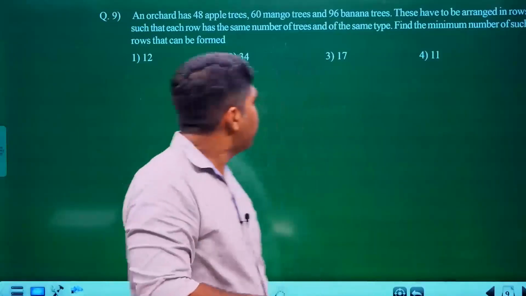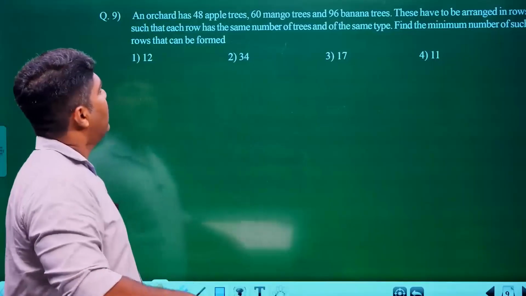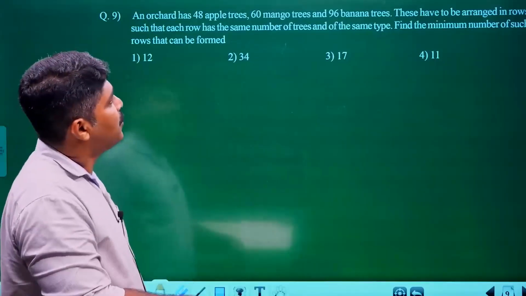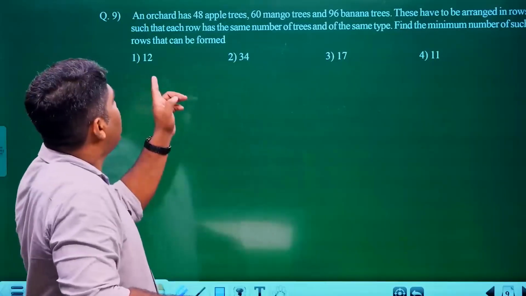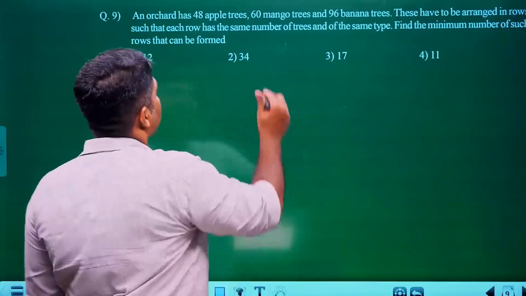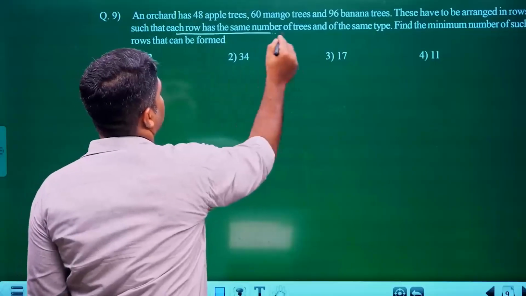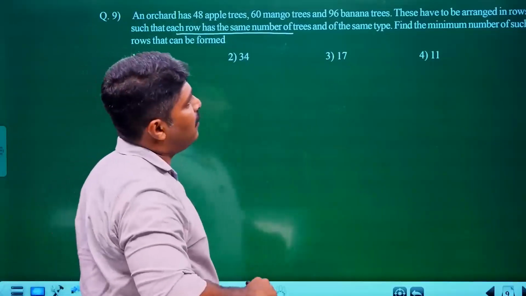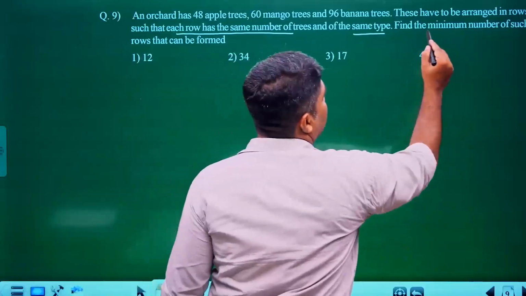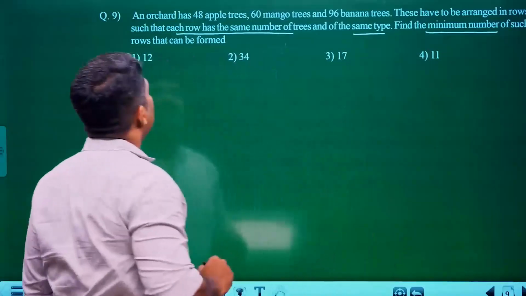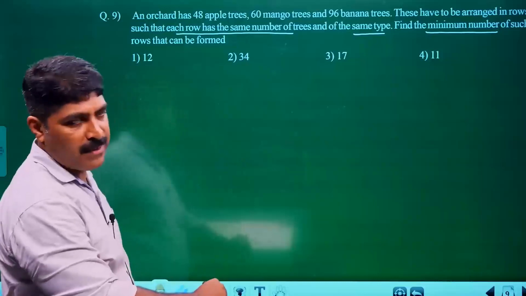Move to the next question. An orchard has 48 apple trees, 60 mango trees, 96 banana trees. These have to be arranged in rows such that each row has the same number of trees, and of the same type. Find the minimum number of such rows that can be formed.